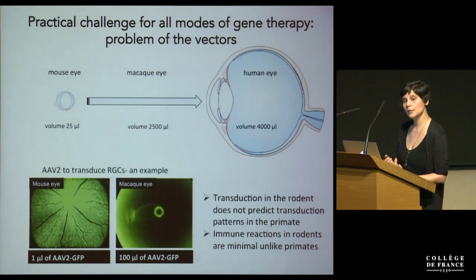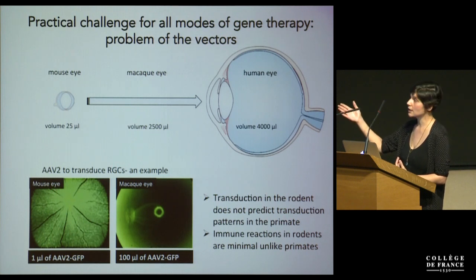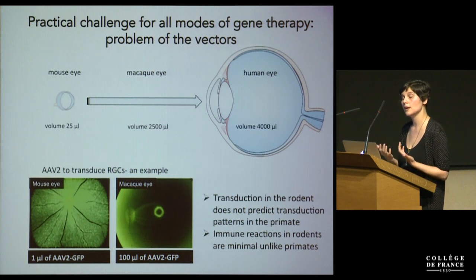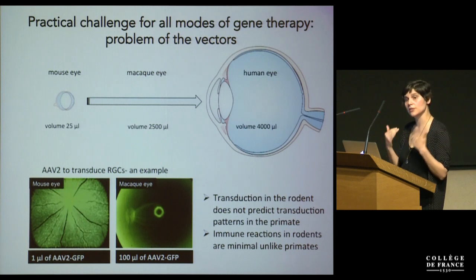However, if you take that same AAV, you up the dose by 100-fold to meet the pharmacological equivalent in the macaque eye, and you introduce it into the eye of a macaque, you get this expression that is very limited, like I've shown you also with CatCh, to the perifoveal ganglion cells, because this is the place where the inner limiting membrane of the macaque retina is thin enough that AAV gets access to the retinal cells. So the transduction in the rodent, when we play the AAV game, is not good in predicting the transduction patterns in primate. And the immune reactions in rodents are minimal, unlike primates, so we're not even dealing with this constraint.